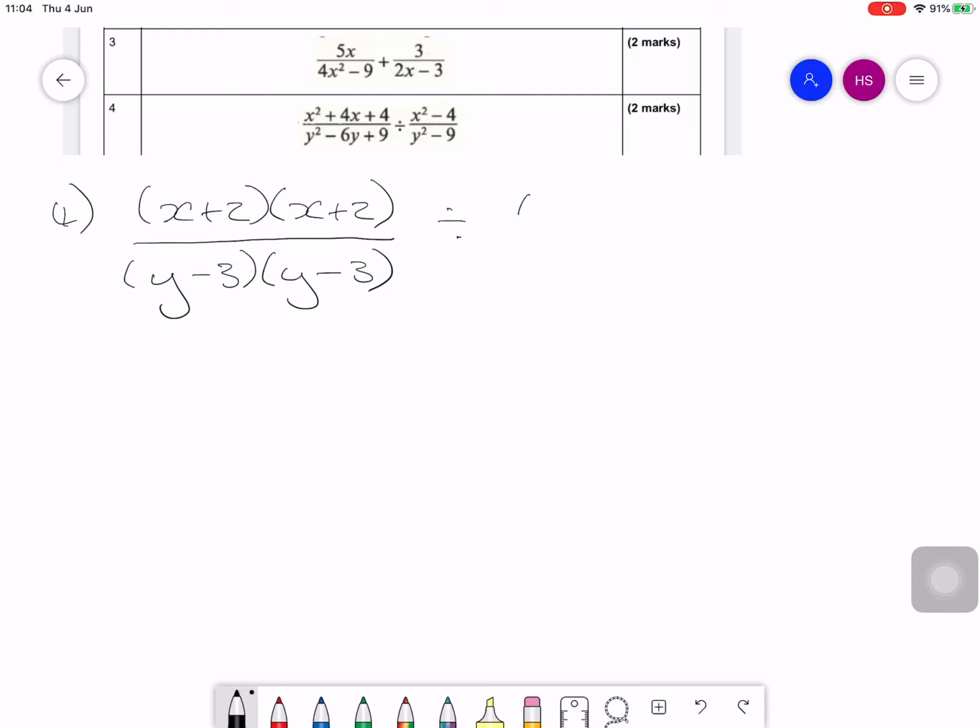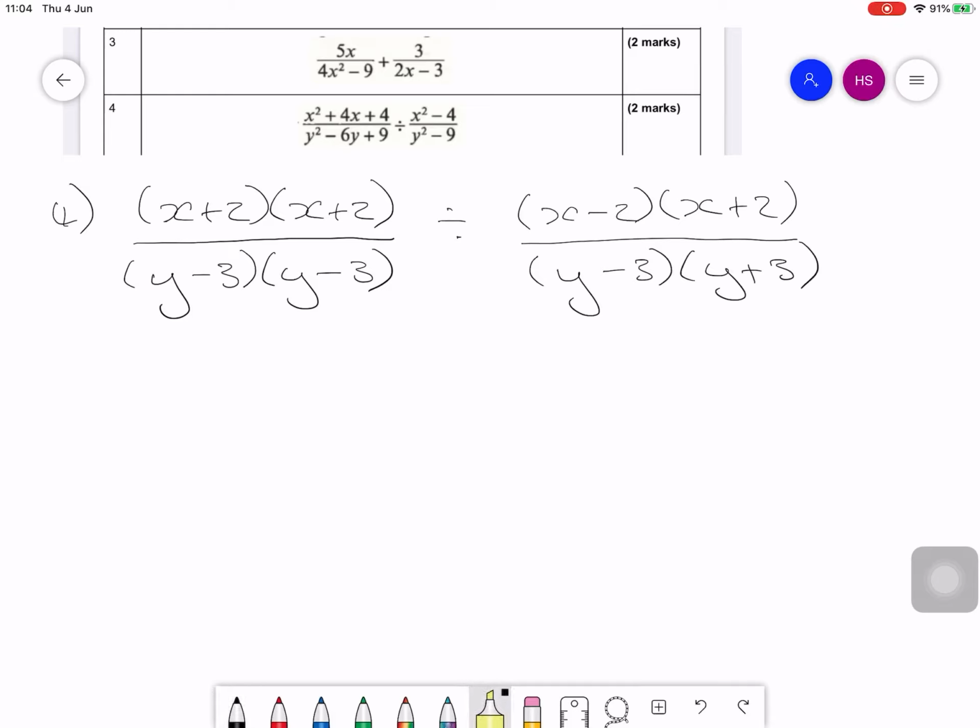I'm dividing. I've got the difference of 2 squares, so that factorises to x minus 2 times x plus 2. It is really important to recognise the difference of 2 squares. That comes up a lot. y squared minus 9 factorises to y minus 3 times y plus 3, because that's also the difference of 2 squares.